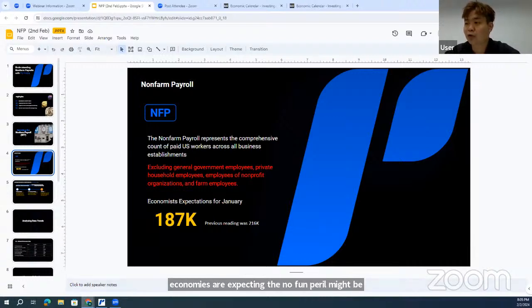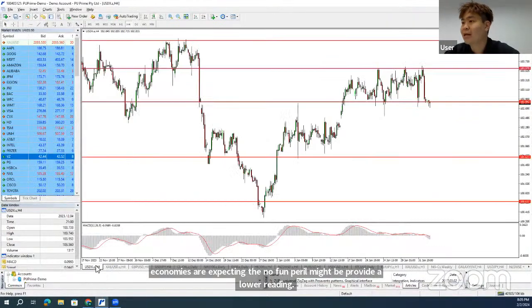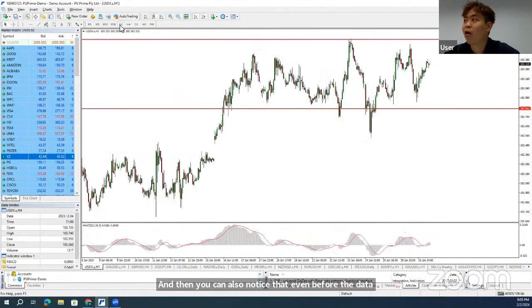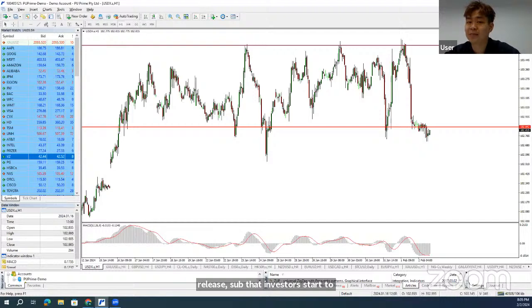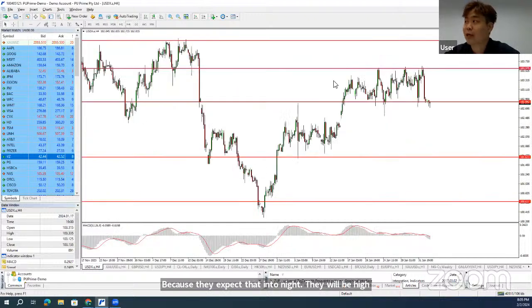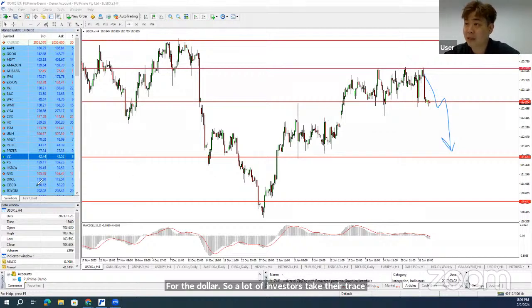And then you can also notice that even before the data release, certain investors start to sell off the dollar because they expect that tonight there is a high chance that the NFP might provide a worse than expected reading, and then it might trigger a certain sell-off for the dollar. So a lot of investors take their trades even before the actual data release because of the economists' expectations.